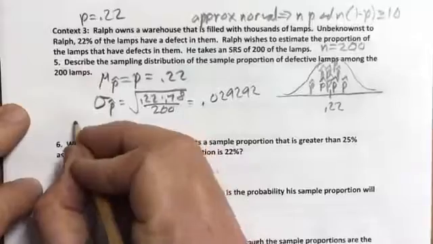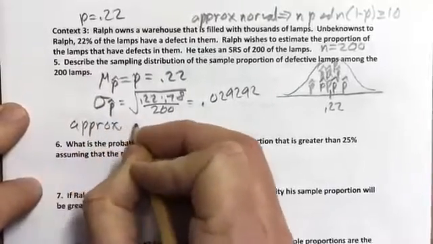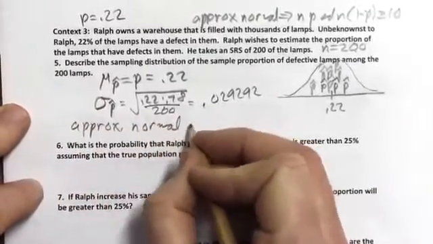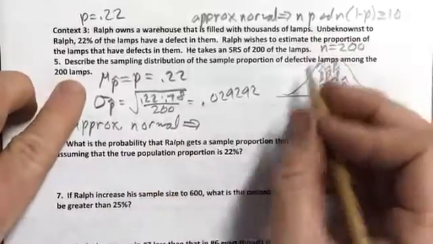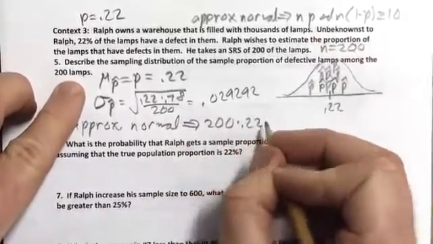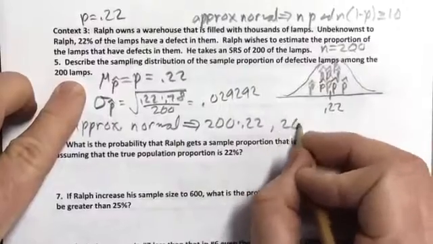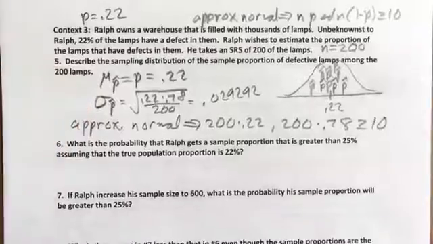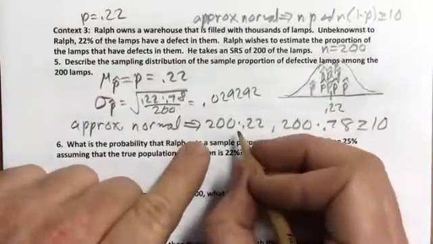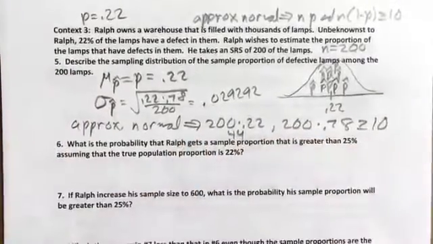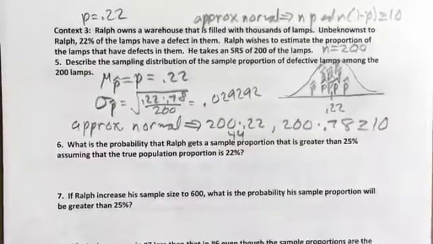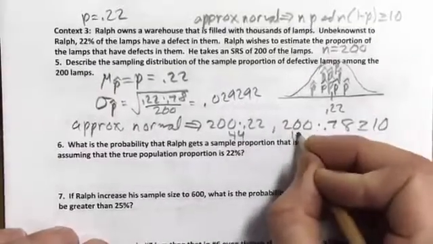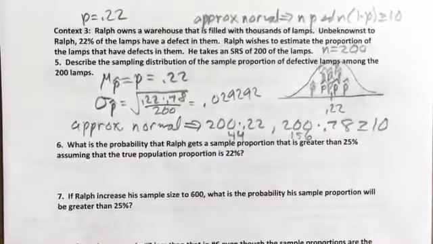Now the shape. The shape is going to be approximately normal. Why? Because n times p, so n is 200, so it'll be 200 times 0.22, and then n times 1 minus p, 200 times 0.78, are greater than or equal to 10. 200 times 0.22 is going to be 44, and 200 times 0.78 is equal to 156. And they're both bigger than 10. Both of them have to be bigger than 10. So therefore, our p hat is approximately normal. It gives us a big enough sample size. So that's how you describe the sampling distribution.